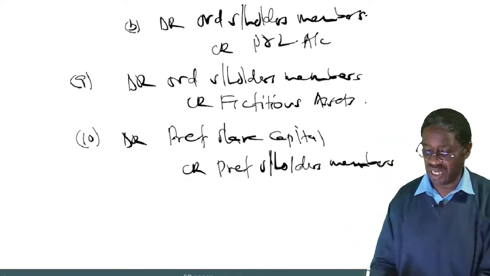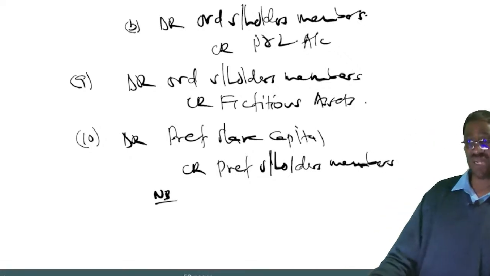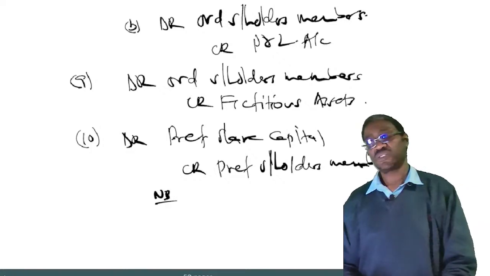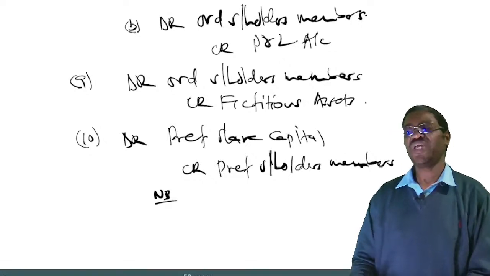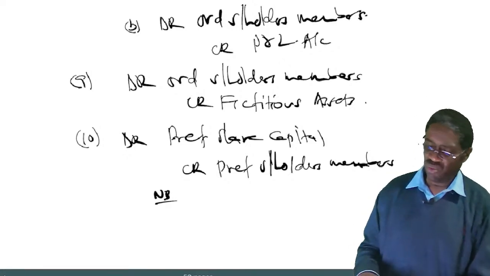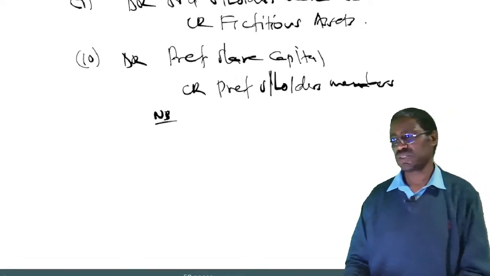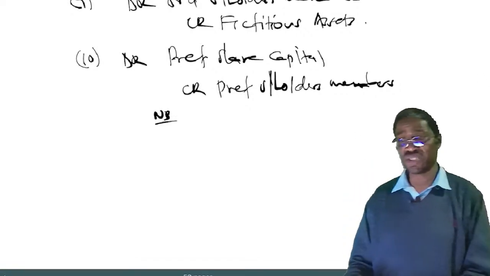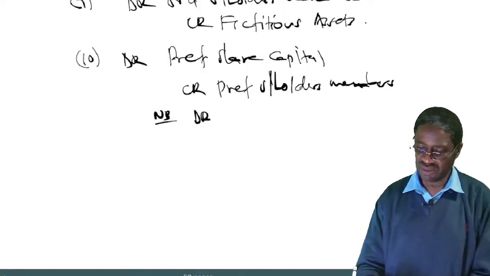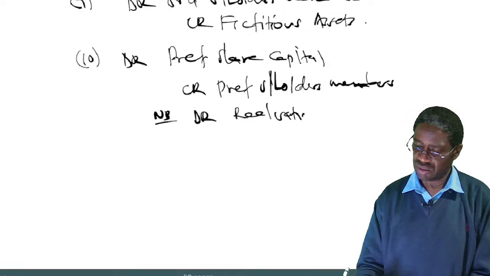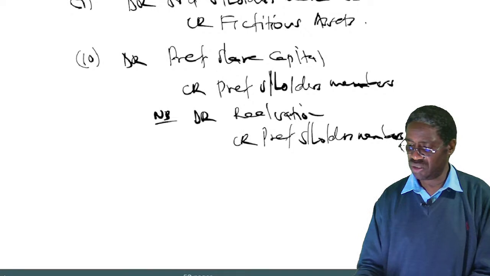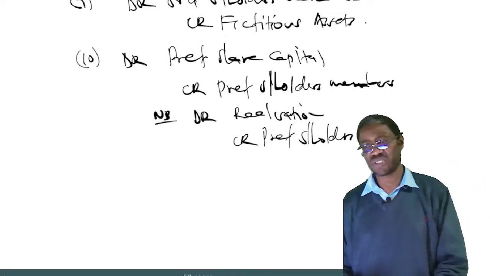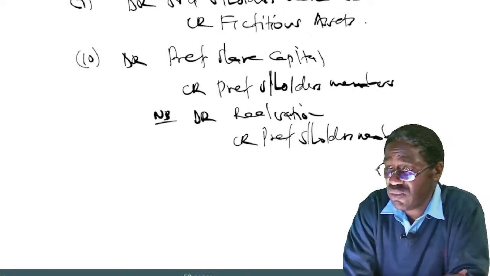Still under number 10, write NB. With any preference dividends in arrears, debit realization, credit preference shareholders members. Good. So that's our entry number 10.